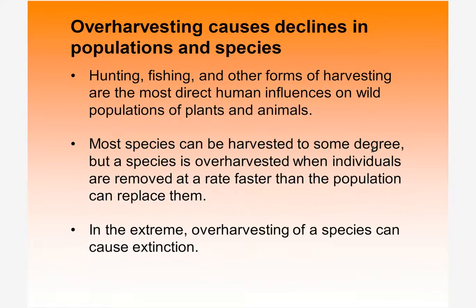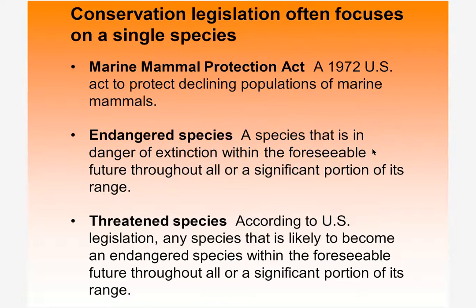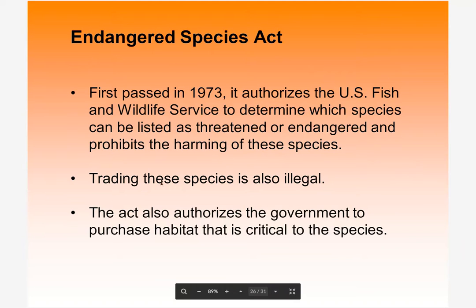I'm kind of jumping around on you guys here. The Endangered Species Act. Where the heck is it? There it is. Endangered Species Act: species that are in danger of extinction within the foreseeable future. The Endangered Species Act, 1973, authorizes U.S. Fish and Wildlife Services to determine which species can be listed as threatened or endangered. And it works. We put the bald eagle on here a long time ago, and they improved, right? So it does work. That's a big help to some of these species.